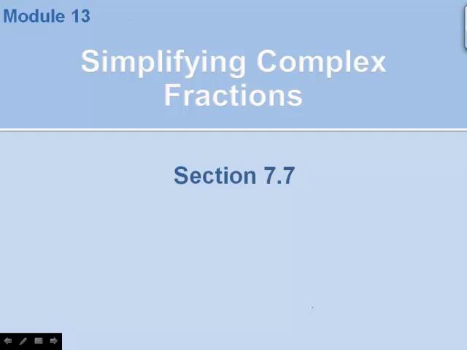This is the video for Module 13, Section 7.7, about simplifying complex fractions. First of all, let's look at how to identify complex fractions.